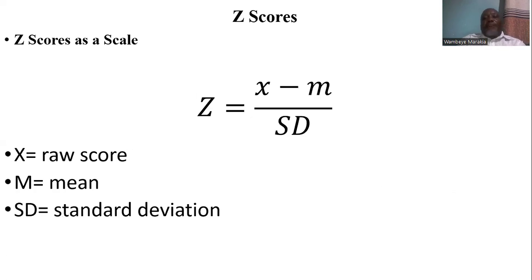The formula for us to calculate the Z score is Z equals the raw score, represented here by X, minus the mean, all over the standard deviation. Z is given by X, which represents the raw score, minus the mean, all over the standard deviation. And X here means raw score, M represents the mean of the data given, and SD represents the standard deviation.